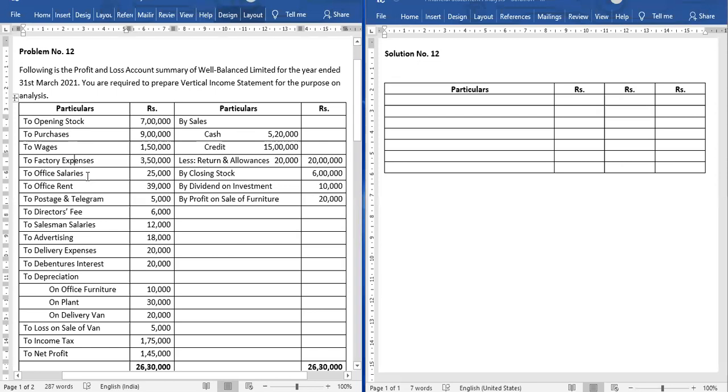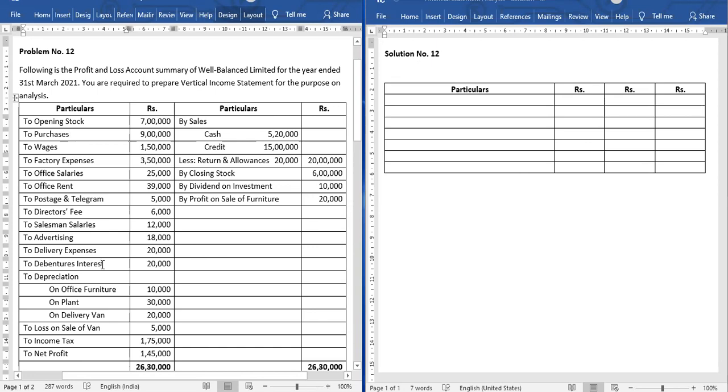Office salaries, administrative expenses. Office rent, admin expenses. Postage and telegram, admin expenses. Director fees, admin expenses. Salesman salaries, see, salesman salaries goes to sales and distribution expenses. Advertising, sales and distribution expenses. Delivery expenses, sales and distribution expenses.